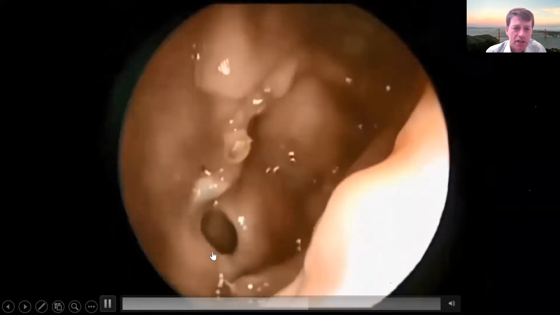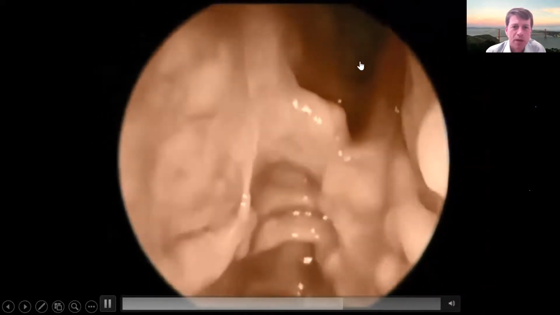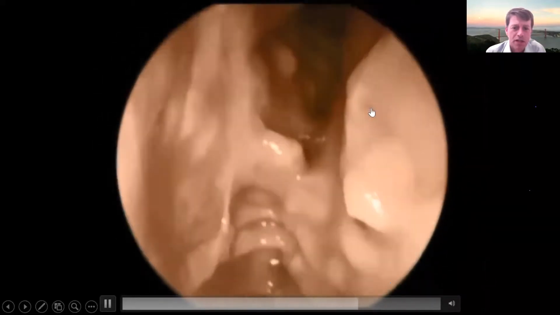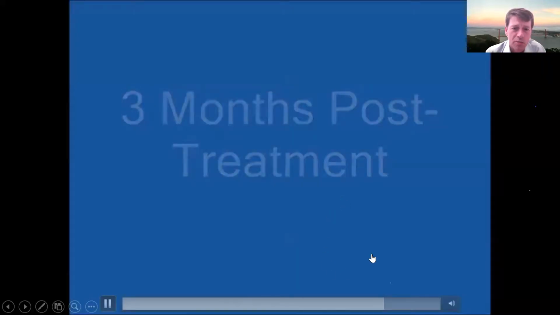Now we can again see our sphenoid sinus. Our ethmoid cavity has opened up again. We can see nicely up into our frontal sinus. So there are salvage options for some of these patients. Again, you can see our normal maxillary sinus.